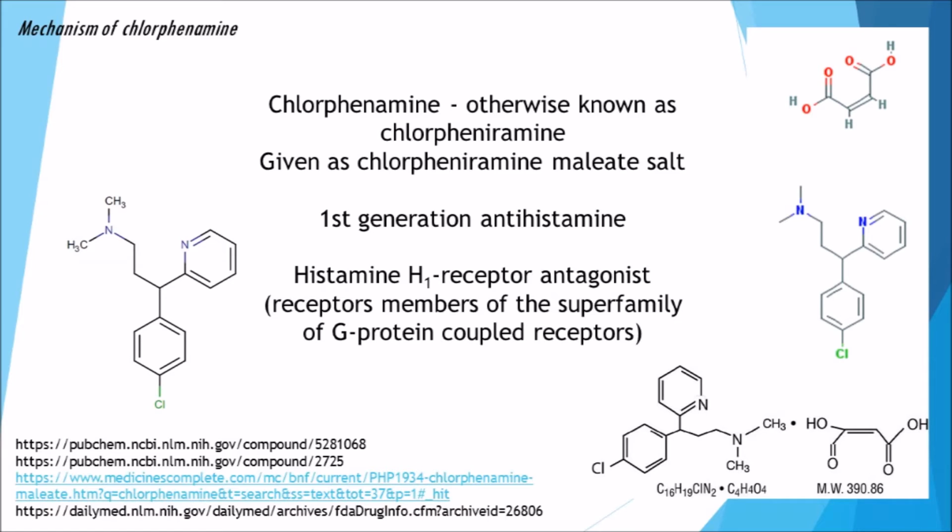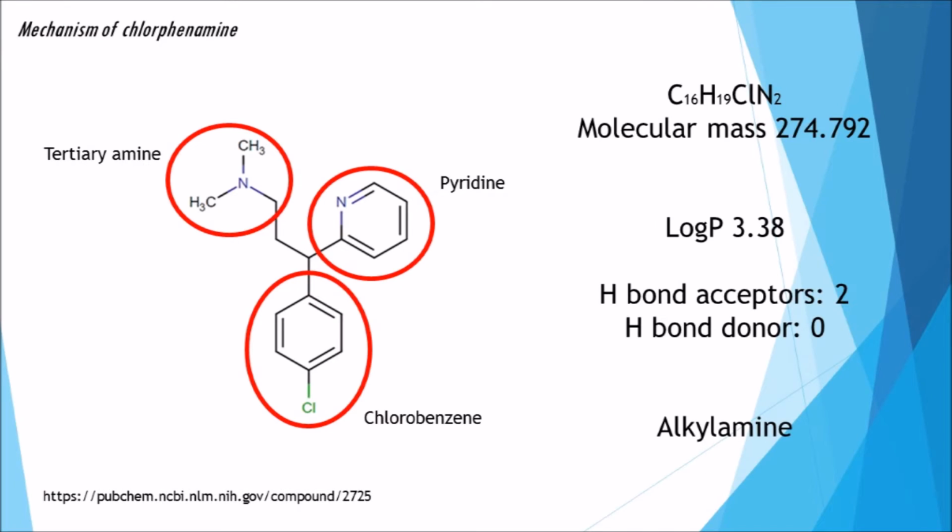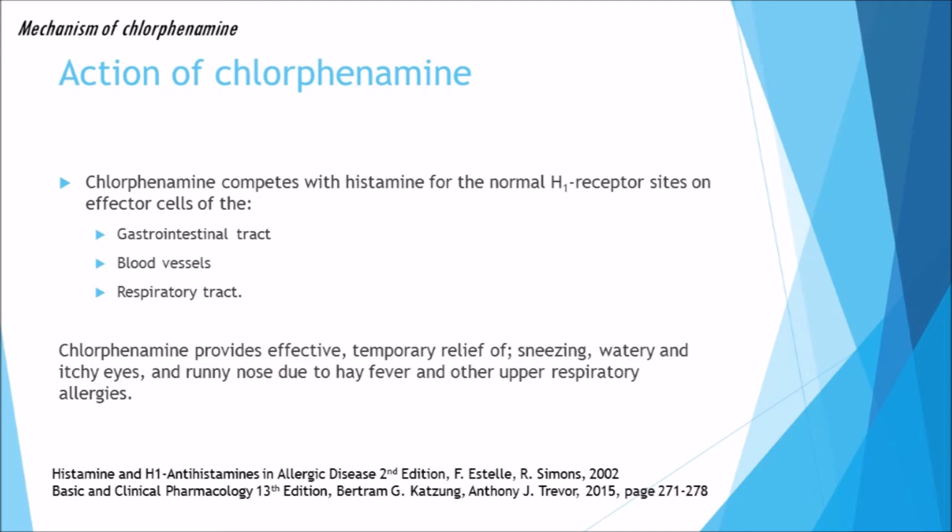As an antihistamine drug, chlorphenamine is an H1 receptor antagonist. The structure of the alkylamine is rather simple, with just three major functional groups, and obeys Lipinski's rules of oral availability. As a competitive antagonist, chlorphenamine competes with histamine for the receptor site on the G-protein coupled H1 receptor on effector cells of the gastrointestinal tract, blood vessels, and respiratory tract.